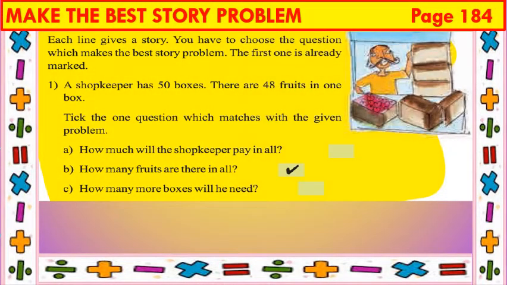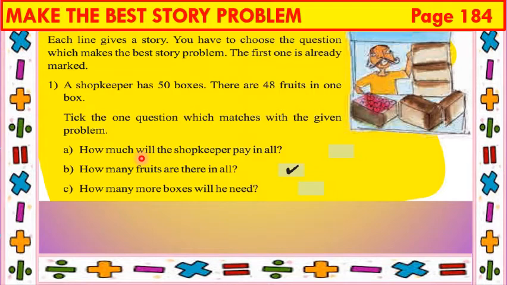Make the best story problem. Now each line gives you a story. You have to choose the question which matches the best story problem. First one, a shopkeeper has 50 boxes. There are 48 fruits in one box. Now tick the one question which matches with the given problem. 3 options are given, A, B and C.